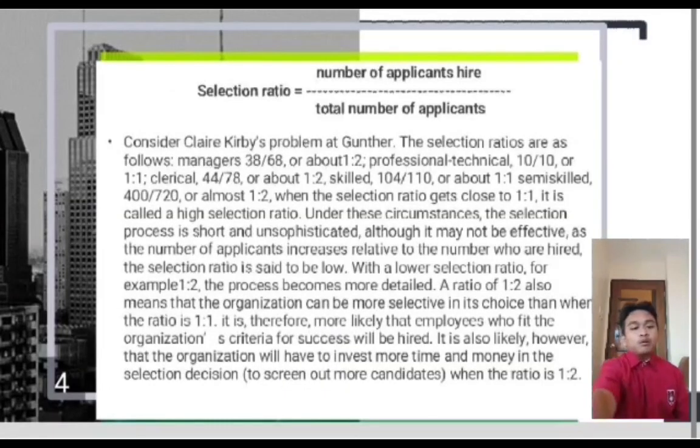Also, you can see here in the slide the screening process or the selection ratio, where the selection ratio is equal to the number of applicants hired divided by the total number of applicants.